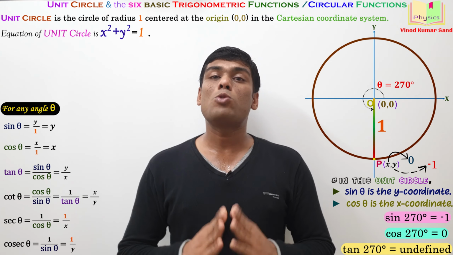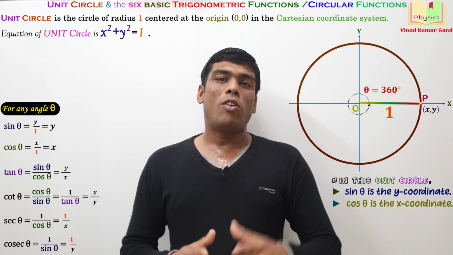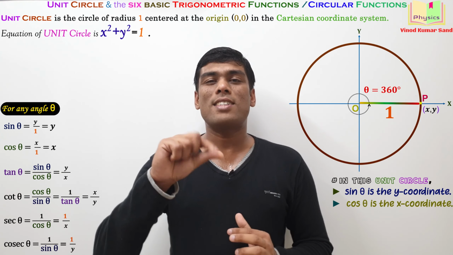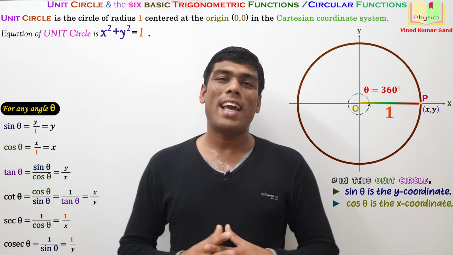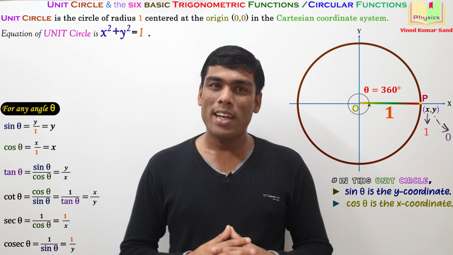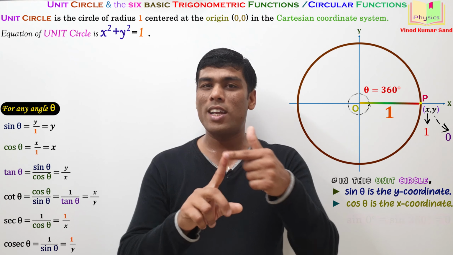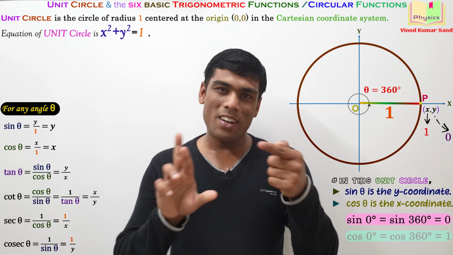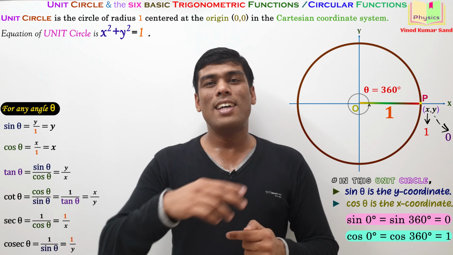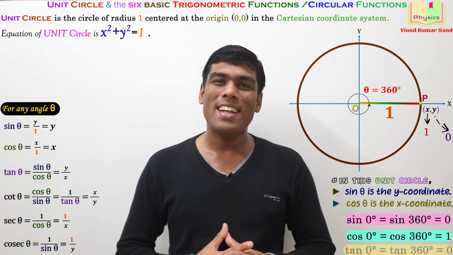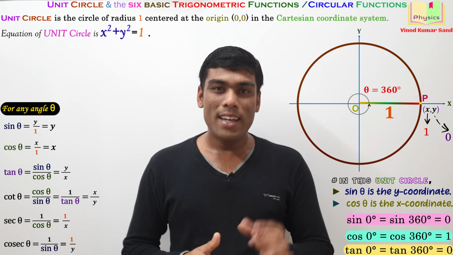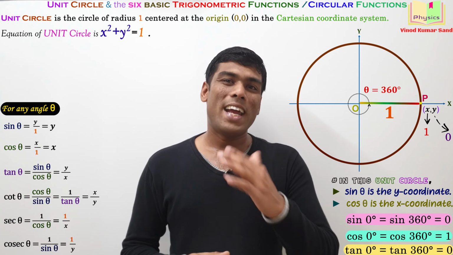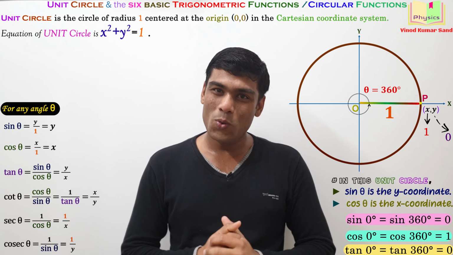The angle becomes 360 degree. For 360 degree, we can easily say the coordinates are similar to the point when the angle theta was equal to 0 degree. It means the value of sin 0 degree and sin 360 degree will be identical. The value of cos 0 degree and cos 360 degree will be identical. Similarly, the value of tan 0 degree and tan 360 degree will be identical. It indicates sin 360 degree will be equal to 0 and cos 360 degree will be equal to 1.